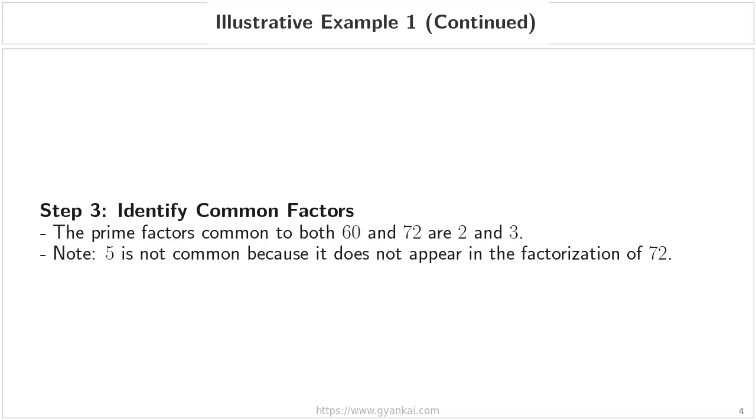Illustrative example 1, continued. Now that we have written our numbers in exponential form on the previous slide, let's move on to step 3, where we identify the common factors. Looking at our lists, we can see that the prime factors appearing in both 60 and 72 are 2 and 3. However, please take note. Even though 5 was part of our factorization for 60, it is not a common factor because it does not appear in the factorization of 72.